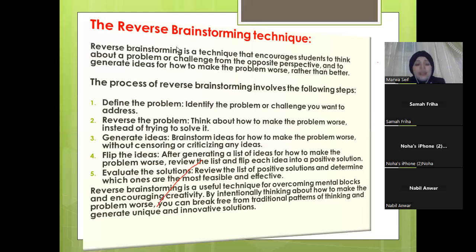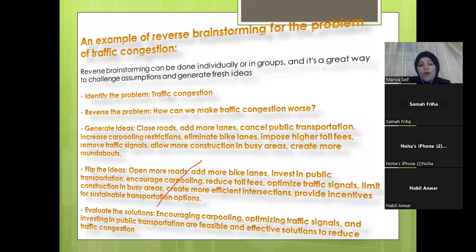All right, so I give you another example to clarify the reverse brainstorming technique. If we are tackling the problem of traffic congestion, I want to solve the problem. So in class, I ask my students to work in groups to think of how to make the traffic congestion worse, not better, worse. And they start to generate ideas. Some ideas may be closing roads, adding more lanes, canceling public transportation, increasing carpooling restrictions, etc. These are ideas for making it worse.